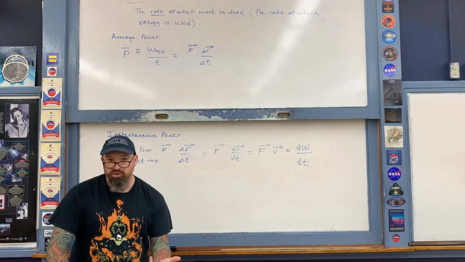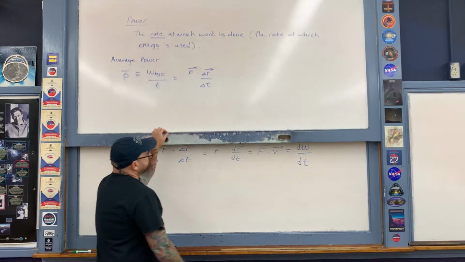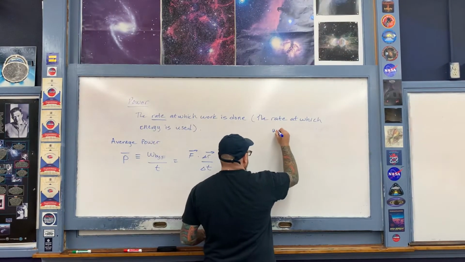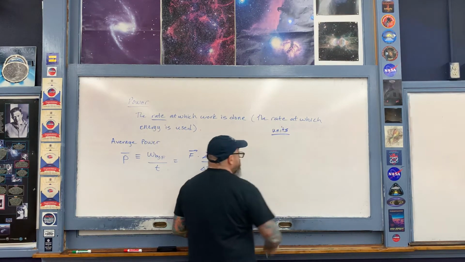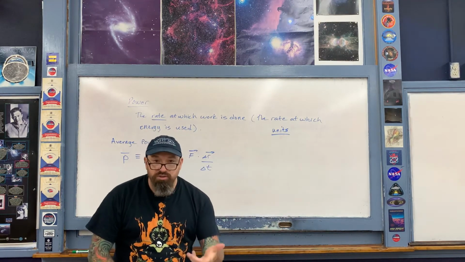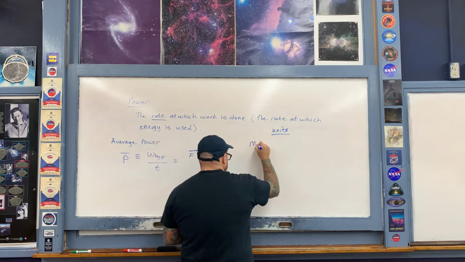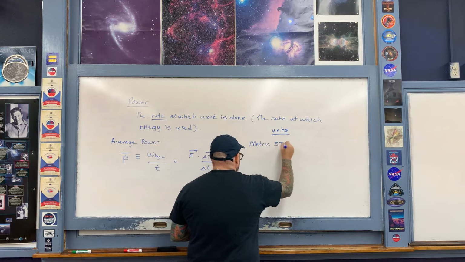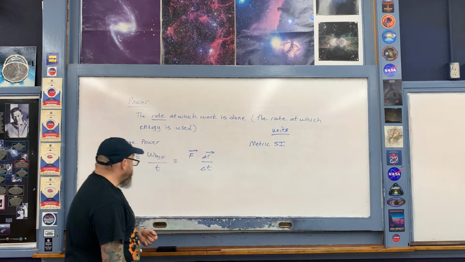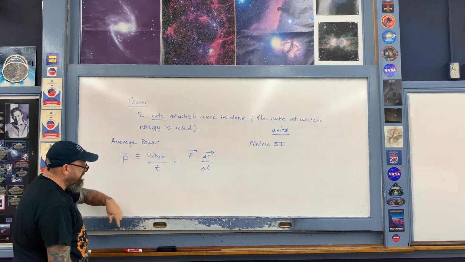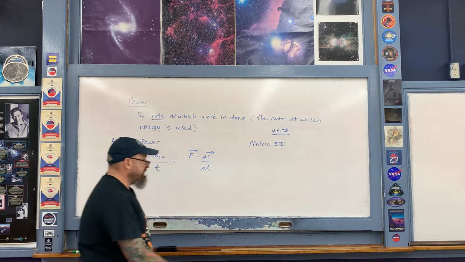Okay, now before we move on to problems, this is, of course, a new quantity for us, so let's go ahead and check the units. When it comes to the units, usually what's most important is the metric SI system. In the metric SI system, we're basically just taking work and dividing it by time, so that's joules divided by seconds.